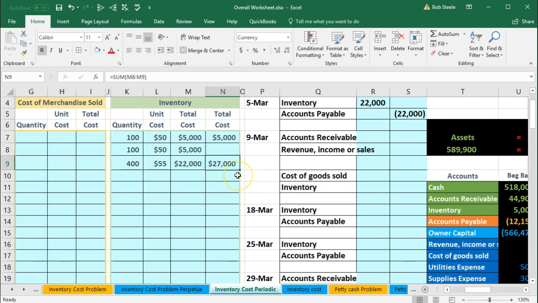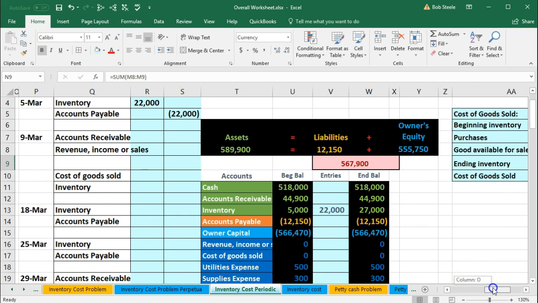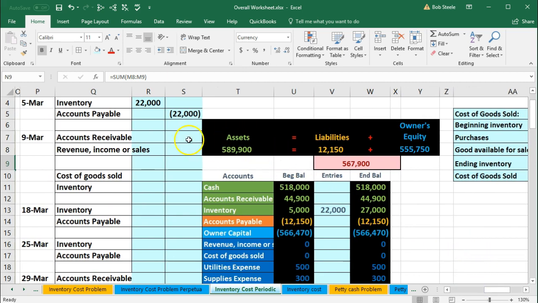So that's how our worksheet backs up, shows the detail for the amounts in the accounts on the trial balance or financial statement. Then we're going to go to the accounts payable. Here it is. We are in V14 and we're going to say equals and point to that accounts payable 22,000, going to increase the accounts payable.